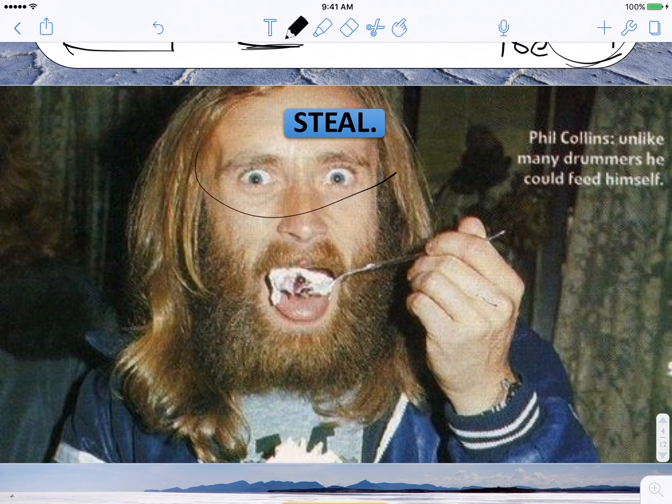Phil's back. He wants you to steal. So remember that in ionic bonding, we are stealing electrons. How you doing?